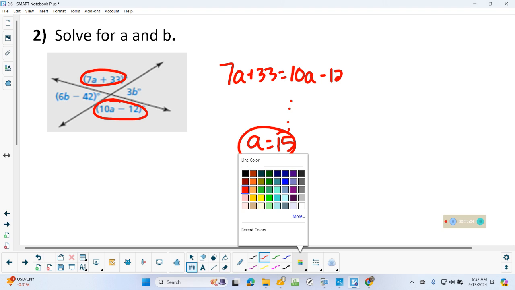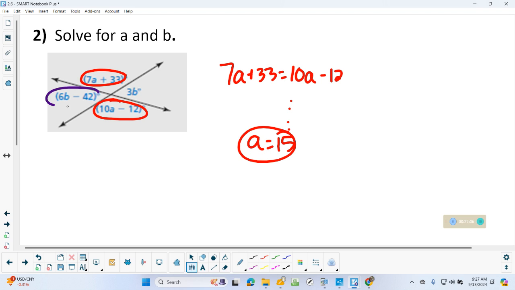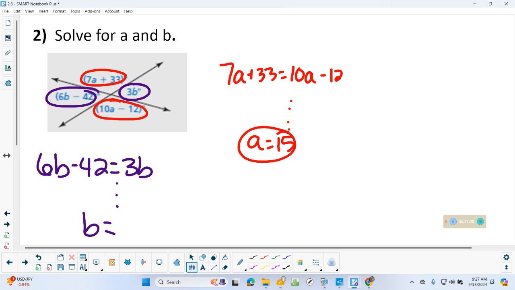Okay. Now we have to do the B's. So the angles I circled with B, what type of angles are those? Vertical, which are also congruent. So we would set those equal. For the sake of time, I'm going to give you the answer, 14.